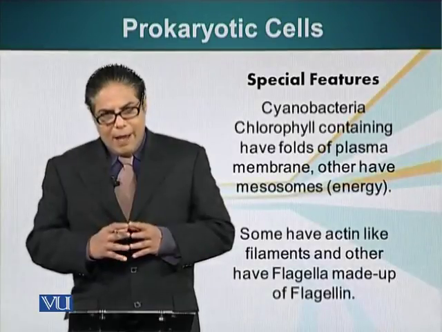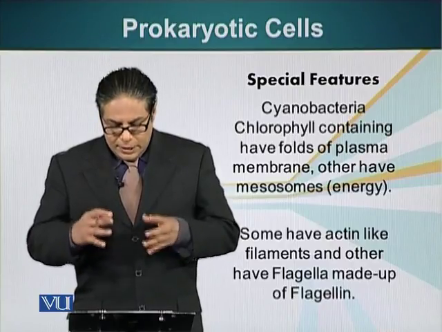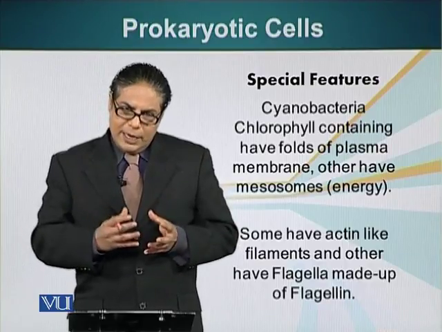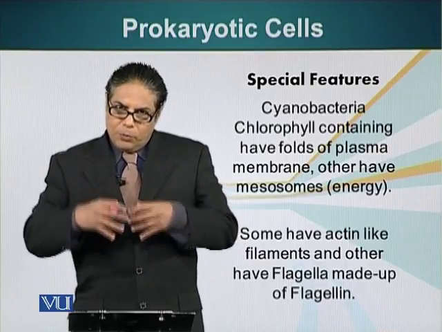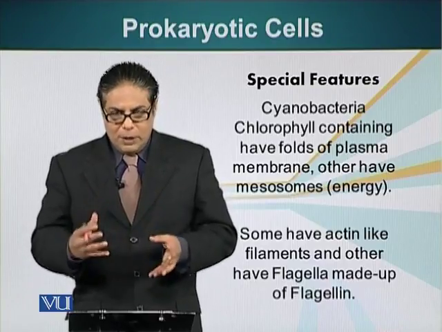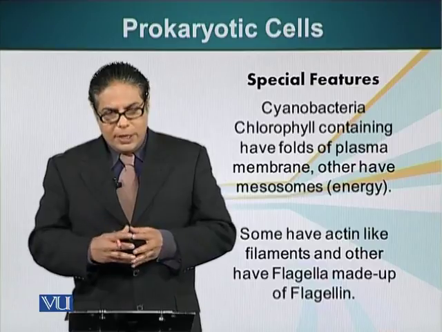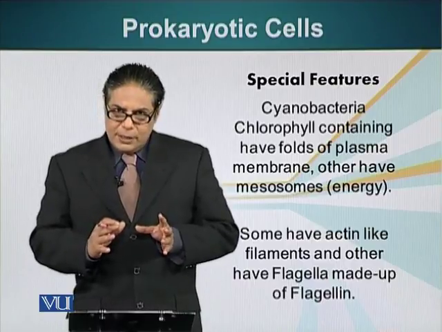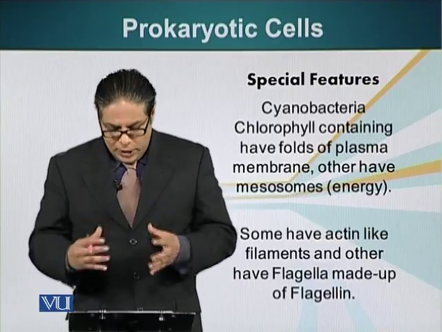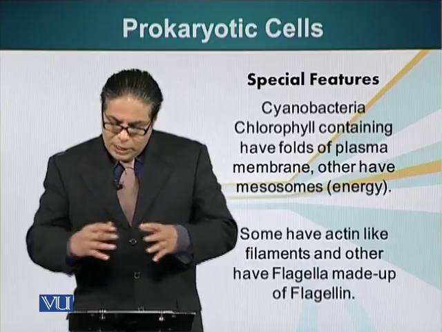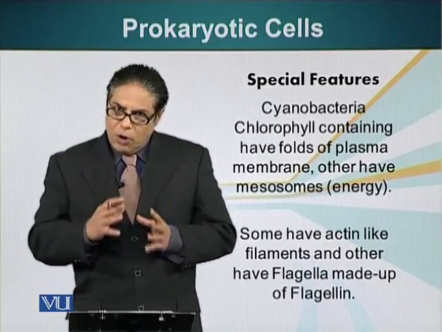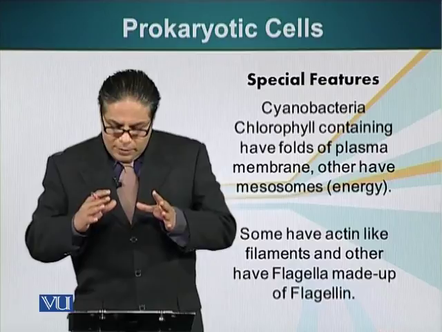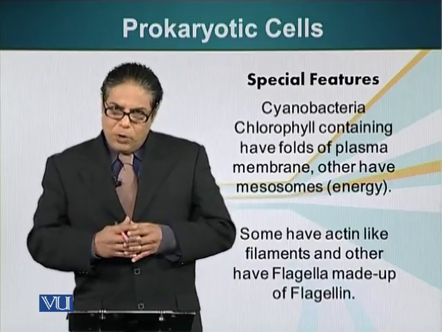Some of these cells have special features. For example, cyanobacteria can perform photosynthesis. It's a process by which organisms capture light. They use the energy of light to make complex molecules, for example glucose, which can be used as a raw material for other molecules. Some bacteria have actin-like filaments, but it is not actual actin. Some bacteria have flagella, but their flagella are not made up of actin filaments, as opposed to eukaryotic cells. Their flagella are made up of a different type of protein called flagellin.